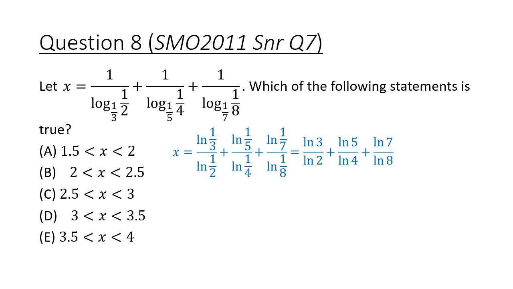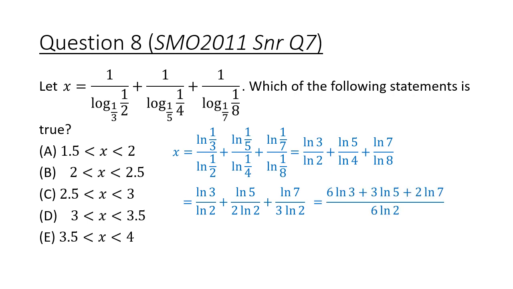Now notice that in the denominators we have 2, 4, 8, which are all powers of 2. So we can simplify that using the power law. Ln 4 will become 2 ln 2. Ln 8 will become 3 ln 2. And we can combine these three fractions together as a single fraction. The common denominator will be 6 ln 2, and our numerator will be 6 ln 3 plus 3 ln 5 plus 2 ln 7.